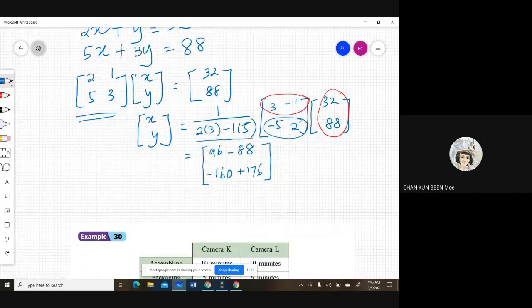96 minus 88, the answer is equal to 8. Negative 160 plus 176 is equal to positive 16. Okay, then we get the answer already. So the price of the ticket of a child is 8 ringgit, and the price of the ticket of an adult is 16 ringgit. Okay, that is the solving problem.